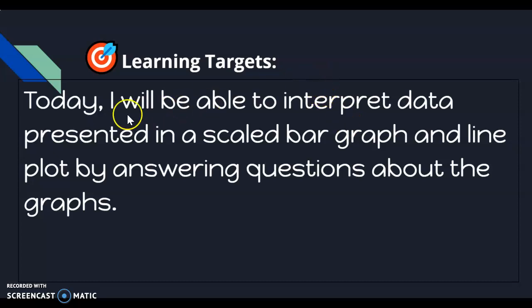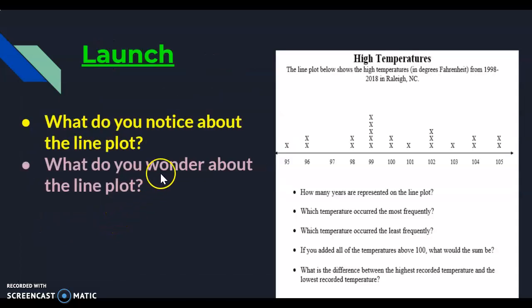Our learning targets: today I will be able to interpret data presented in a scaled bar graph and line plot by answering questions about the graphs. Let's take a look at the screen.